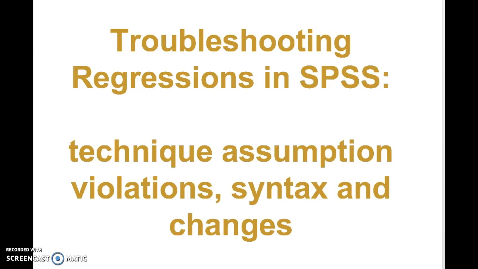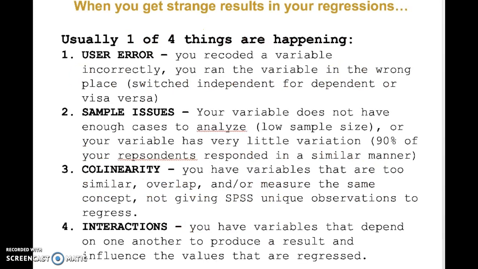But let's go a little deeper using this PowerPoint into some other things that happen where we violate the assumptions of a technique, and we can look at syntax and changes and try to figure out what's going on. When you get strange results in your regressions, usually one of 4 things is happening. Number 1, user error. Most of the time it means you recoded a variable incorrectly, or you ran the variable in the wrong place. Maybe you switched the independent for the dependent, or vice versa. There's something you did as you ran it that was a problem, so you have to check that first.